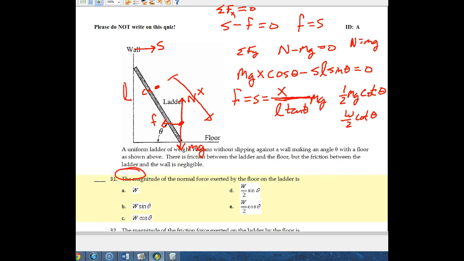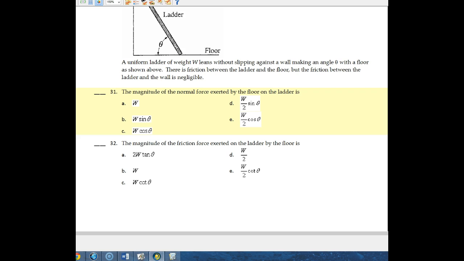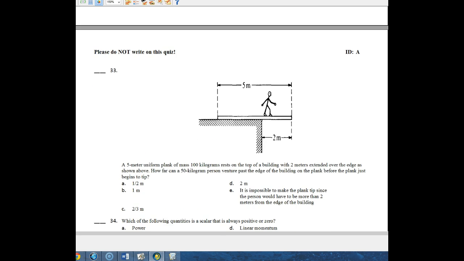Let's go ahead and scroll down and see if we have that, and we do. We have w over 2 times the cotangent of the angle. So that's number 31 and number 32. Let's go on and take a look at number 33.